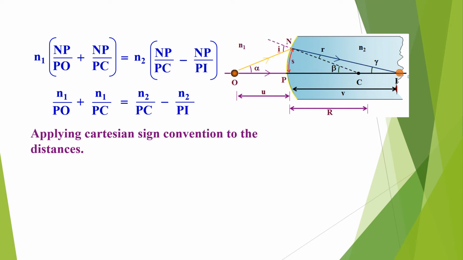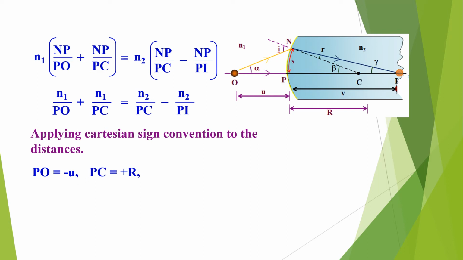Applying Cartesian sign conventions to the distances, we know the rule for the image measurement and object measurement from the pole. Whenever we are taking the measurement in the direction of light, they must be taken as positive, and those taken in the opposite direction must be taken as negative. So that rule we are going to apply here. PO is the object distance, but the pole to object distance we need to take is in the opposite direction. Therefore, it will become minus U.